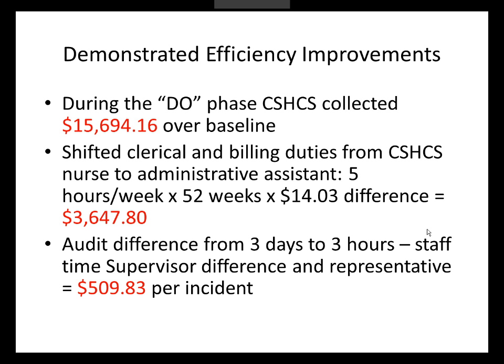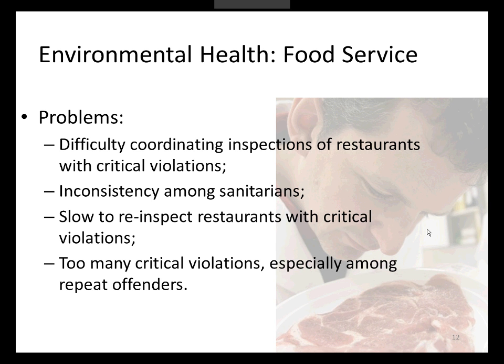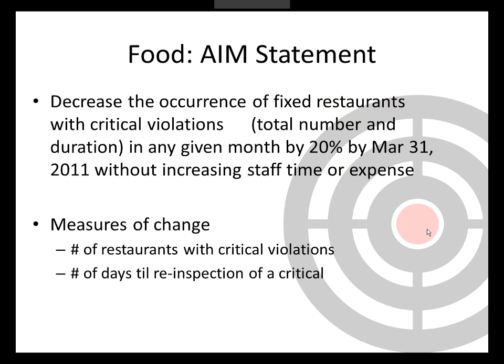During the same Robert Wood Johnson grant project, we also looked at environmental health with the food service, and the difficulty here was getting re-inspections of critical restaurants, getting the inspectors back to do re-inspections in a timely manner so that restaurants were not sitting with critical violations. The aim statement was to decrease the occurrence of fixed restaurants with critical violation in any month by 20% without increasing staff time or expense.